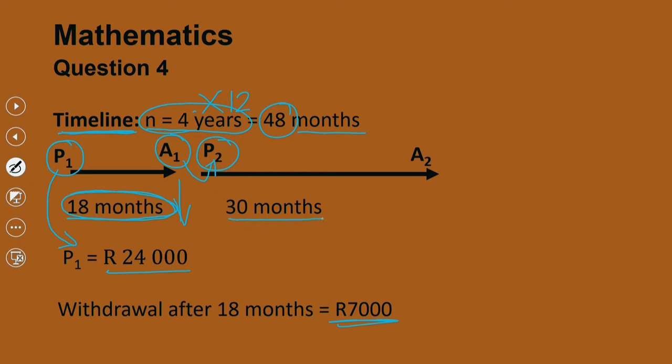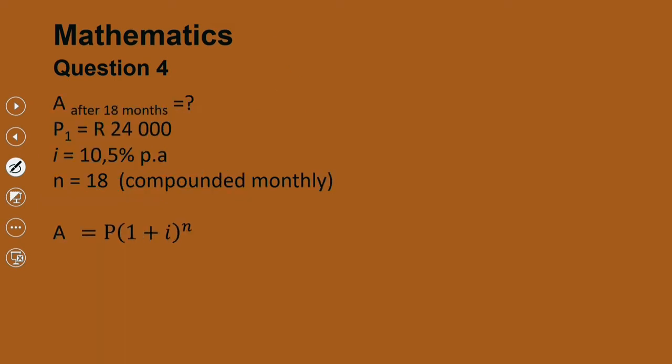How do we know it's 30 months? Because if you take the 48 and we subtract 18 months, that will give you 30 months that is left, because we're doing our calculations in months. Now we can proceed and write down what we have. Do we have A after 18 months? No, we don't have. Do we have P, the initial amount, P1? Yes, it's been given, like I've said, 24,000.